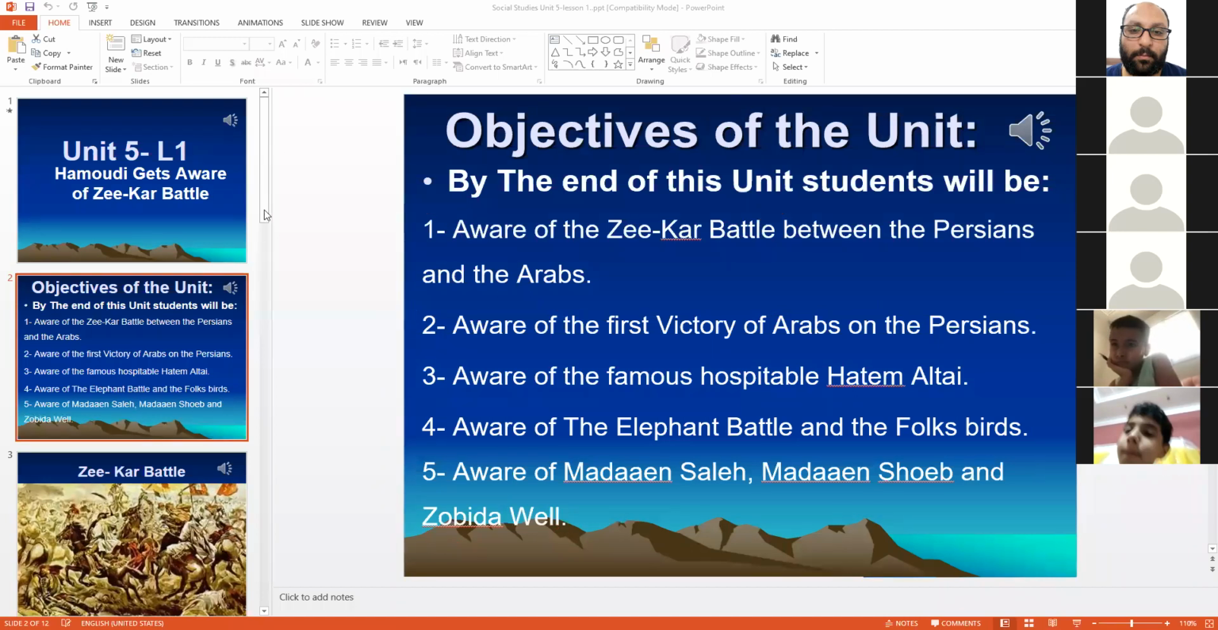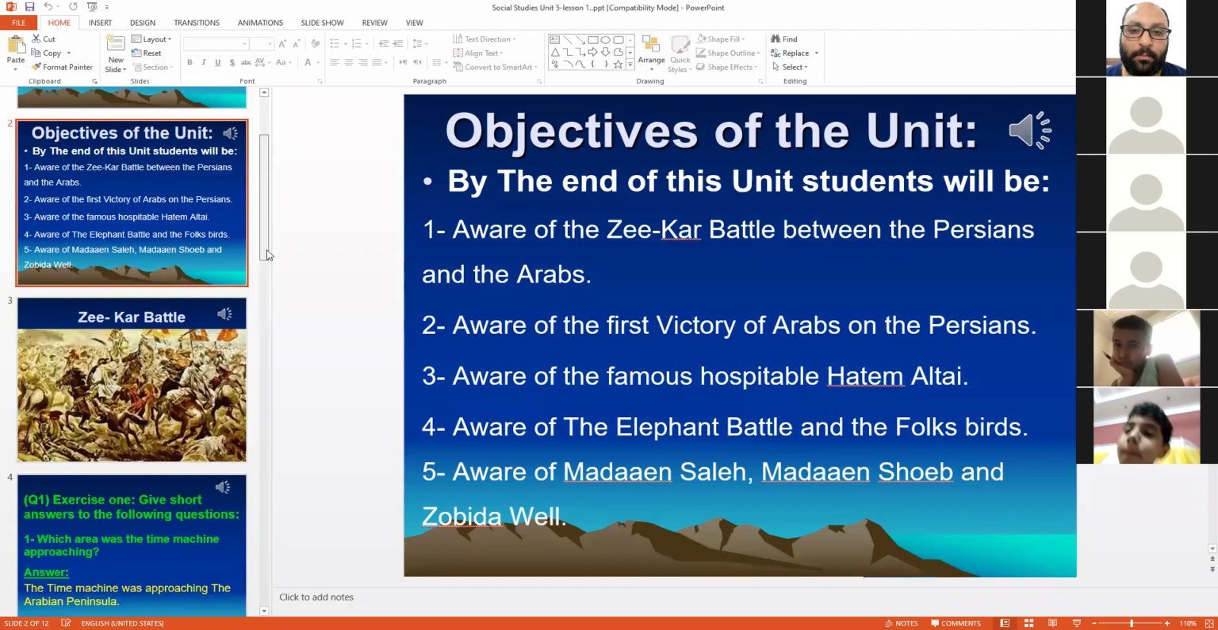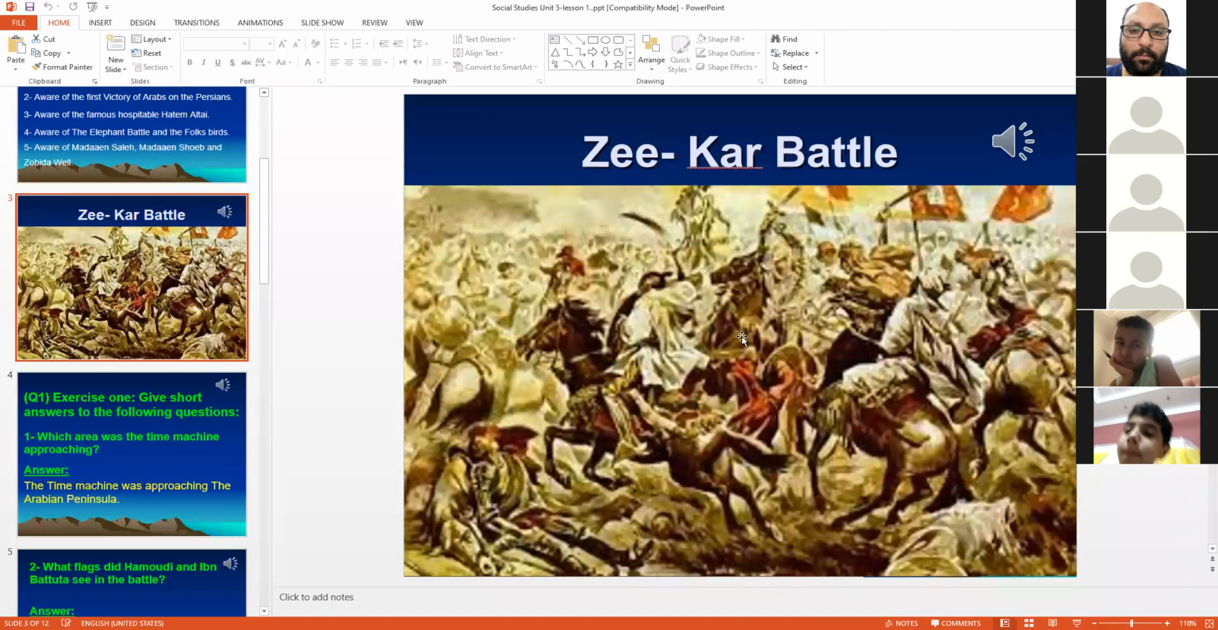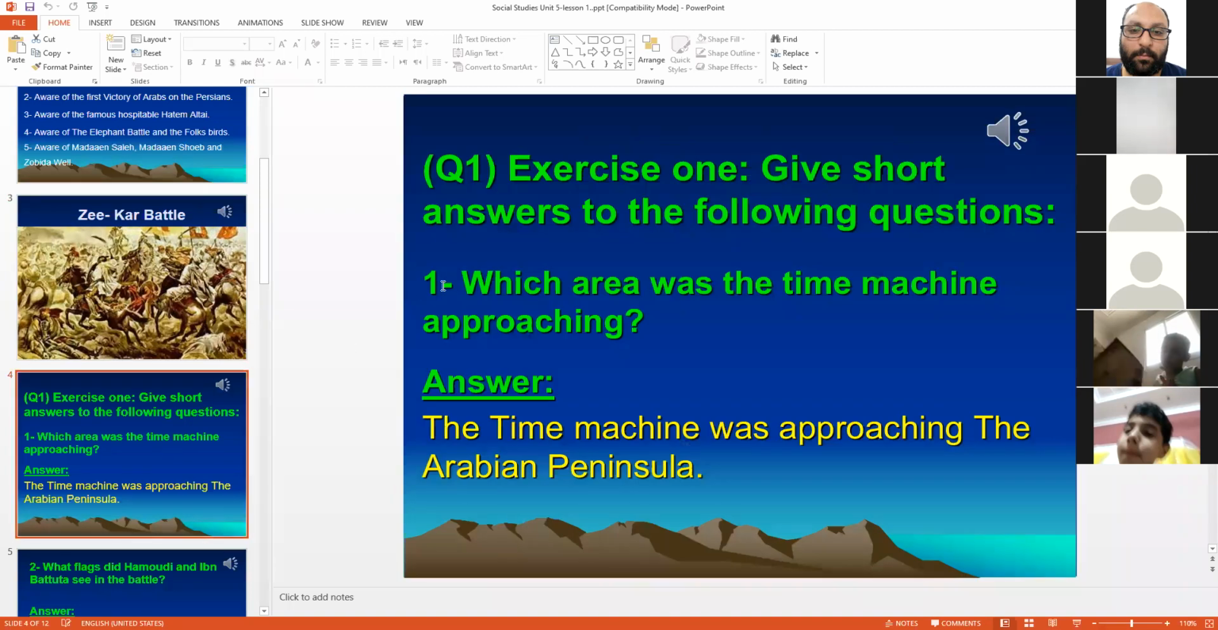Later on, we will talk about the Dhikar battle. As you see here, this is the battle of Dhikar. This photo is famous for the Dhikar battle. So the next will be the first question.